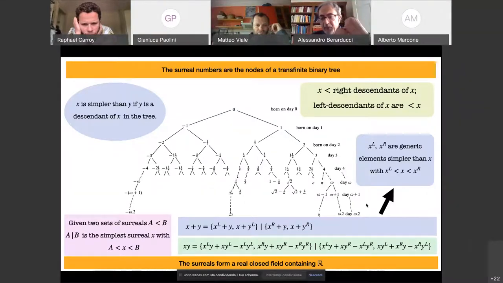Real closed means that at this point you can define omega minus 1. It's a new number, it doesn't exist in the ordinals. You can also compute the square root of omega. So it's another nice number. And actually, we will see that we can also compute the logarithm of omega and also exp of omega. Lots of things. It's a very rich structure.